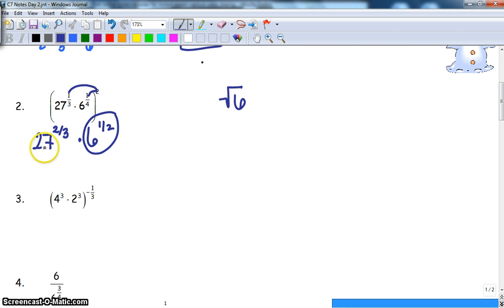27 to the 2/3, this can be broken down more because I know that 3 cubed is 27. So I'm going to rewrite that, and that's to the 2/3 power. The reason that's helpful is because then these 3's are just going to cancel, because remember, you're multiplying. 3 times 2/3 is 6/3, which is just that 2. So you really just have 3 squared. 3 squared is 9. So 9 times root 6 is your answer.